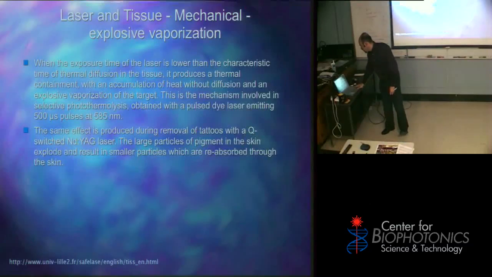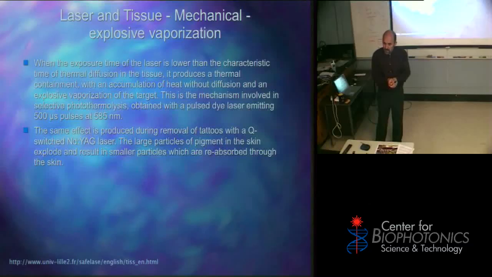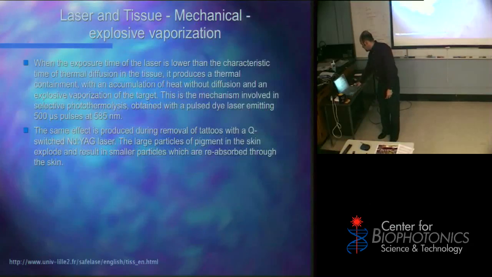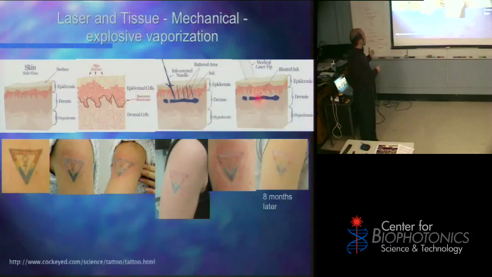And what do we use that for? We use that to remove tattoos. Because the large particles of pigment in the skin explode, resulting in smaller particles, and your body absorbs those smaller particles, and the tattoo is gone. Okay? Here's the example. This person went through a process of 8 months to go from that to this.